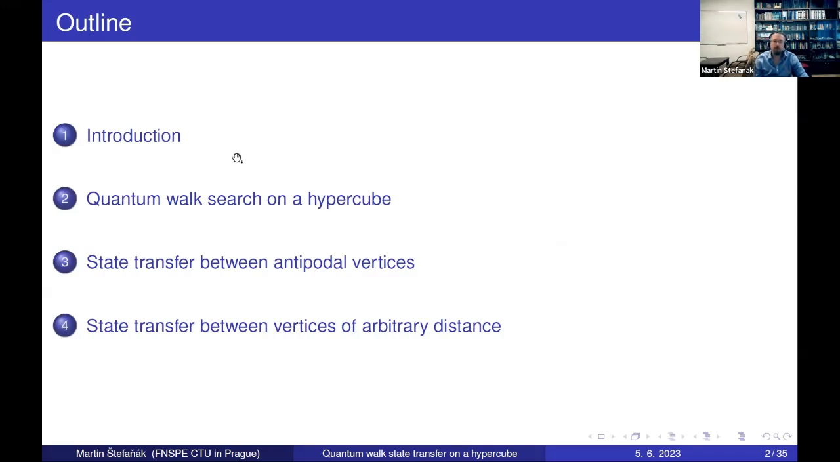I will make a very brief introduction of the idea behind this approach to state transfer. And then we first have a look at the quantum walk search on a hypercube, because this approach essentially utilizes the quantum walk search algorithm. And then we look at the state transfer between the antipodal vertices. That can be analyzed along the same lines as we show for the quantum walk search. And then we also look at the state transfer between vertices of arbitrary distance. There we have some analytical results, but it relies more on numerical investigation, because the problem cannot be simplified as much as for the search or for the state transfer between the antipodes.